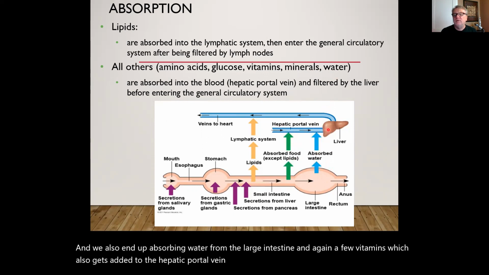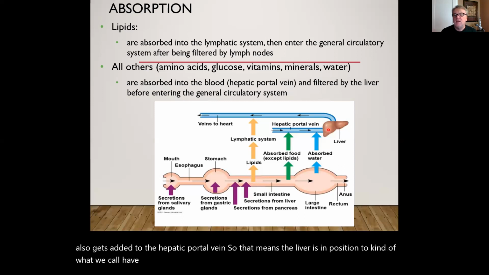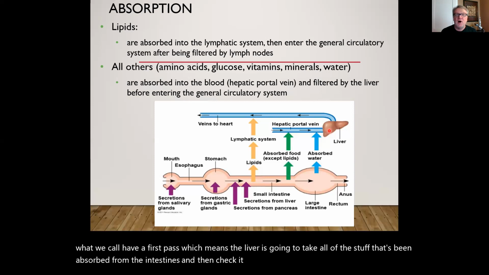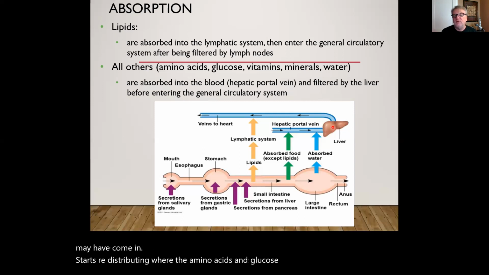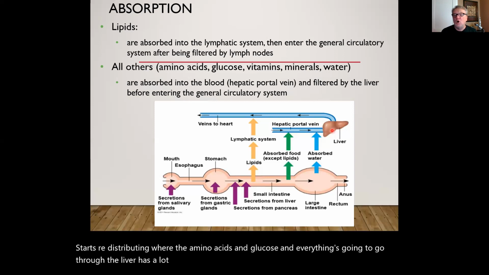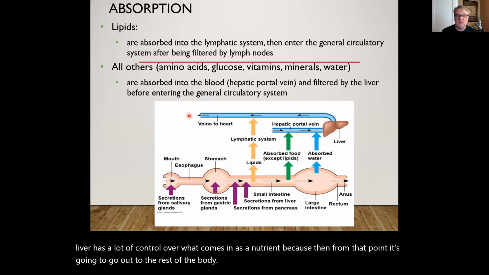So that means the liver is in position to have what we call a first pass, which means the liver is going to take all of the stuff that's been absorbed from the intestines and then check it and neutralize any potential toxins that may have come in, and start redistributing where the amino acids and the glucose and everything is going to go. So the liver has a lot of control over what comes in as a nutrient, because from that point, it's going to go out to the rest of the body in the circulatory system.